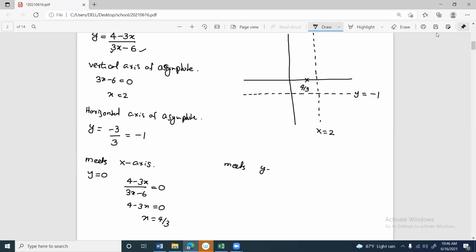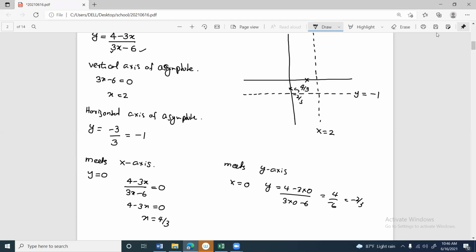Then we can say the graph meets the y-axis. Meets the y-axis means the x coordinate is 0. So y equals (4 minus 3 times 0) divided by (3 times 0 minus 6). So it turns out to be 4 over minus 6, that is minus 2 over 3. It's a point somewhere here, because it should be greater than minus 1. So here you get minus 2 over 3.